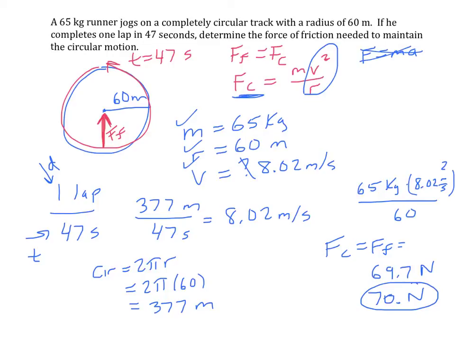So again, I identified the force of friction was going to be a centripetal force because the person's going in a circle. There were no other forces acting in or out of the circle, so I knew that these forces are equal, and then I knew the formula for centripetal force. And it was just a matter of identifying the variables and plugging them in.